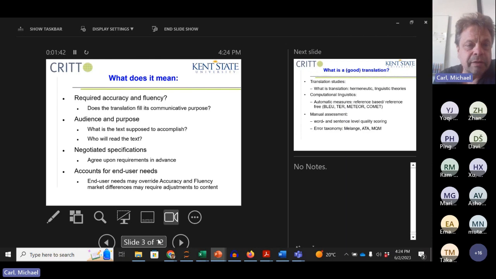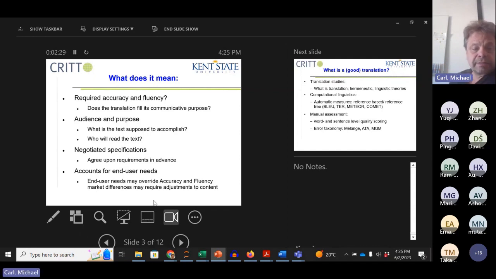So what should that mean, accuracy and fluency? One answer could be it fulfills the communicative purposes required. The audience and purpose: what is the text supposed to accomplish? For whom is it and why is it? Who will read the text? Negotiated specification: there is lots of this discussion in post-editing specifications and post-editing guidelines, which specify for whom this translation is and what the translation should look like and how much post-editing is needed, and also accounts for end-user needs.